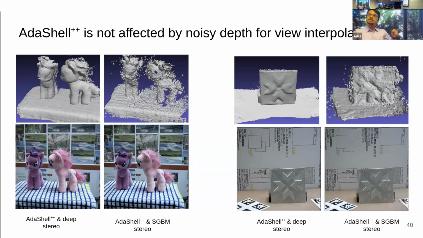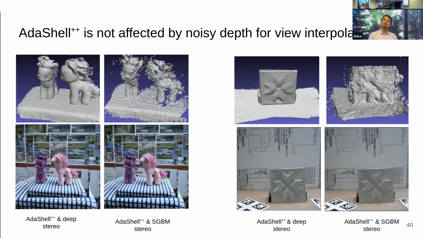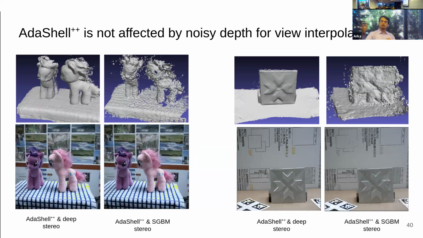We took these two kinds of depth and we asked AdaShell++ to make a view interpolator for us. And surprisingly, we didn't see that much of a performance drop in PSNR corresponding to the view interpolation while we are using noisy depth or high quality depth. This was the result for the scene with the flat, or Lambertian, pony. However, when we had a somewhat specular object in the scene, our conclusions didn't change that much.